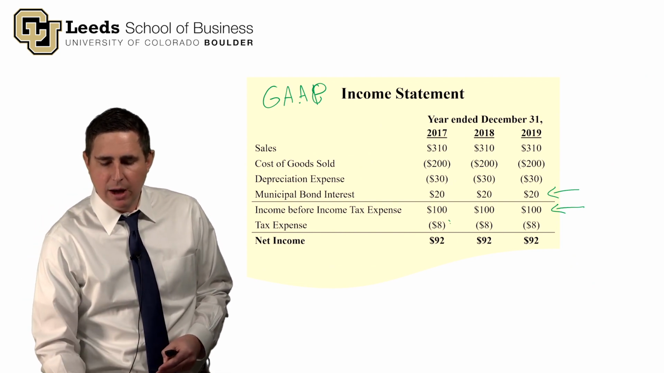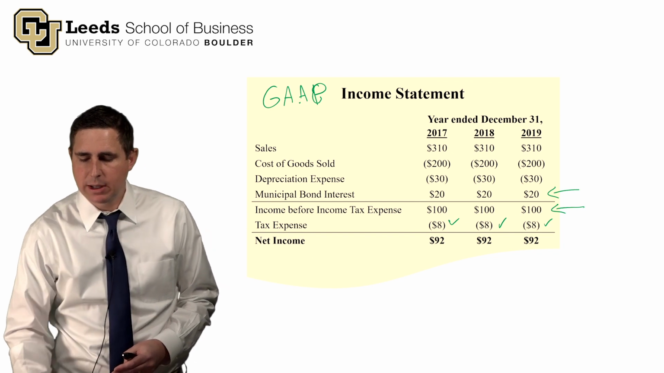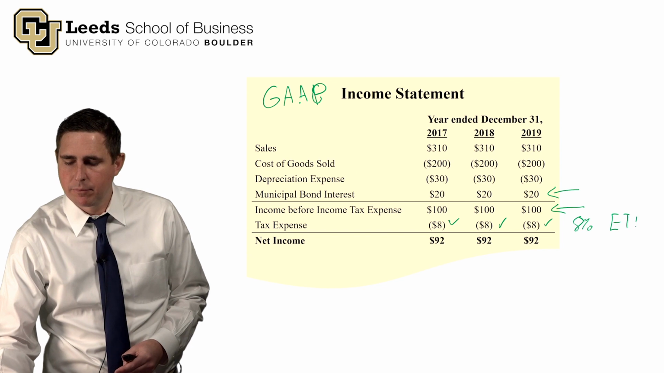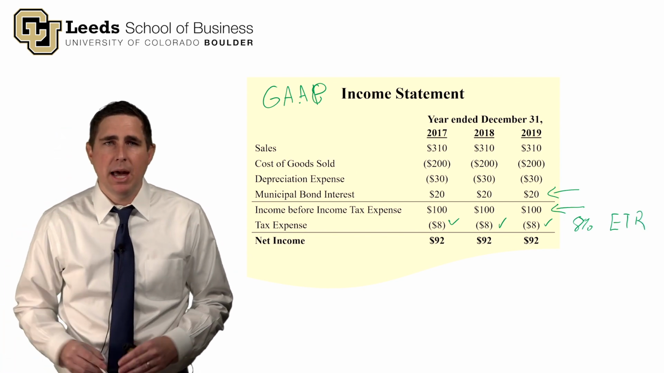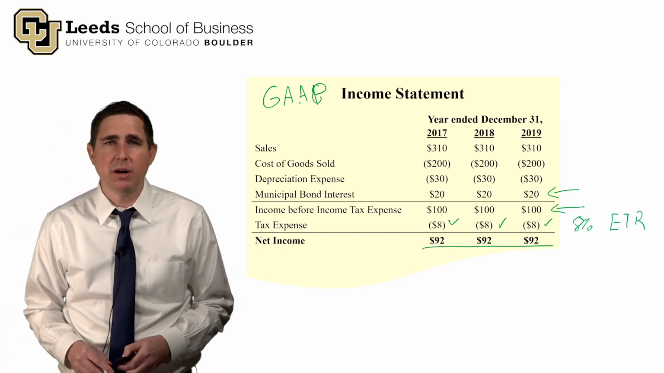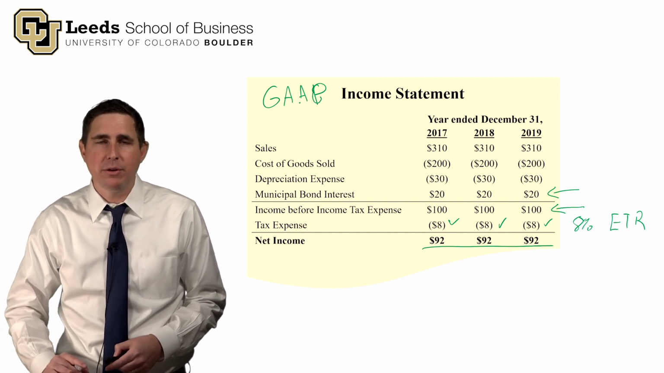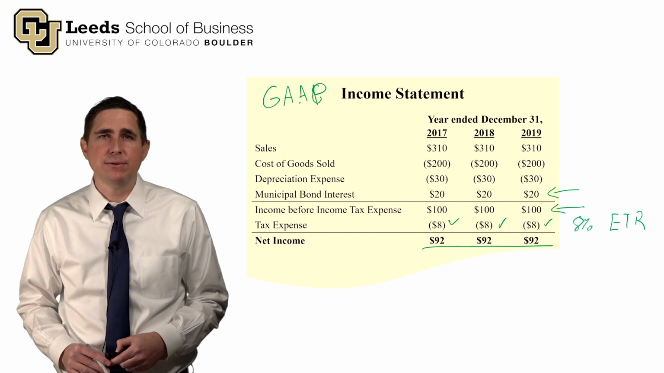Here we have our $8 of tax expense in each year, so we can calculate that 8% ETR in each year, okay? And we'll come down to net income of $92 each year. Okay, that's what our income statement will look like. Now let's go down below the financial statements. We'll go to the tax footnote.